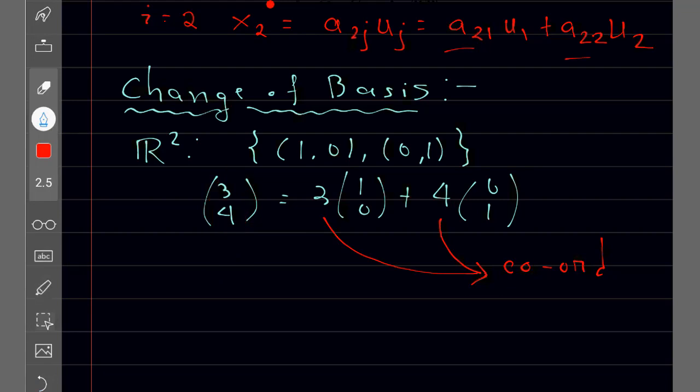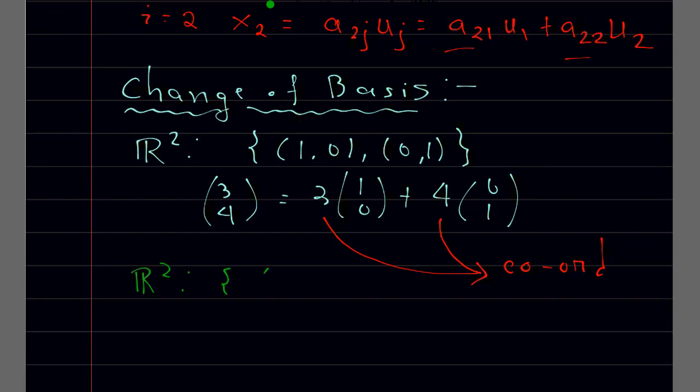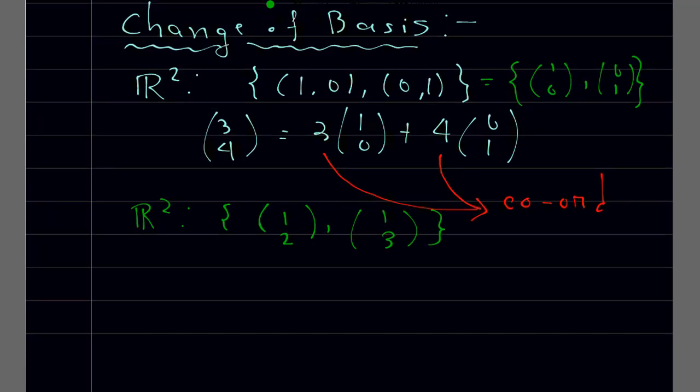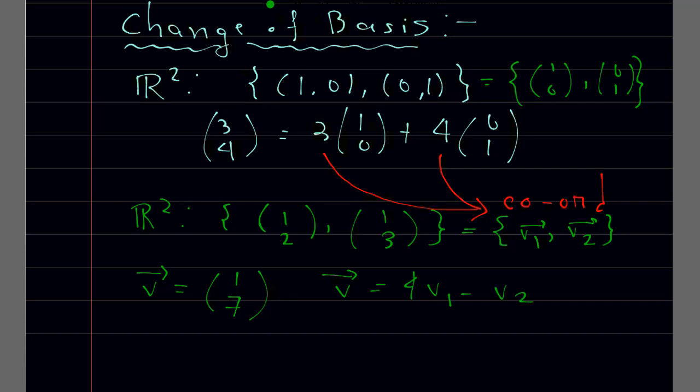As I said, the basis is not unique, you can choose another basis. For example, another basis in R2 can be (1,2) and (1,3). Just remember, the standard one can also be written as (1,0) and (0,1); this is just the style of our notation. Let these bases be v1 and v2 in R2. If you have any vector v, and let v be (1,7), then in this basis v can be written as 4 v1 minus v2. These are the coordinates of v in the basis (1,2) and (1,3).